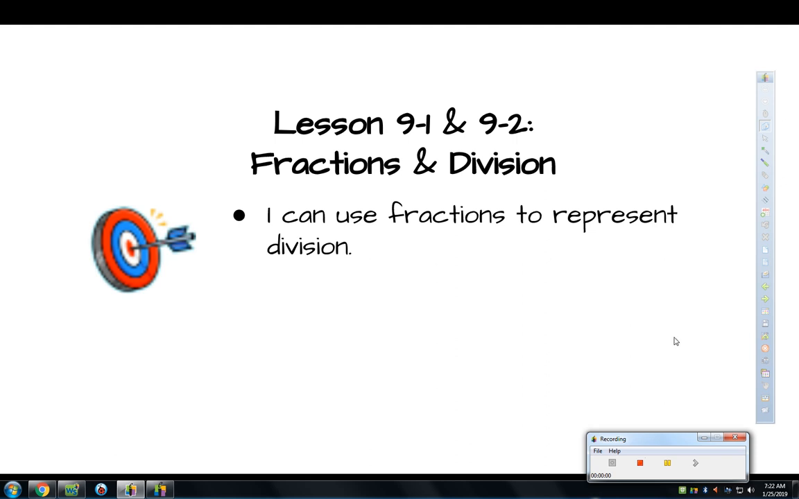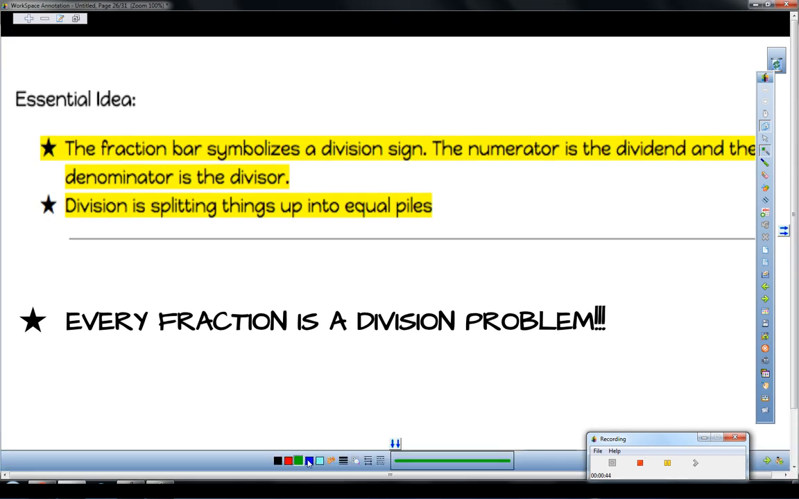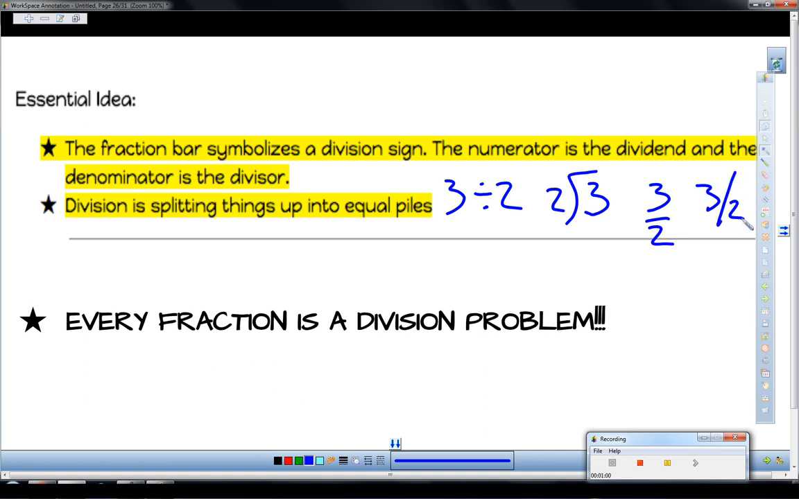So some essential ideas to highlight in your notes: the fraction bar symbolizes a division sign. So the numerator is the dividend and the denominator is the divisor. Now we have several different ways we can represent division. We could do 3 divided by 2.